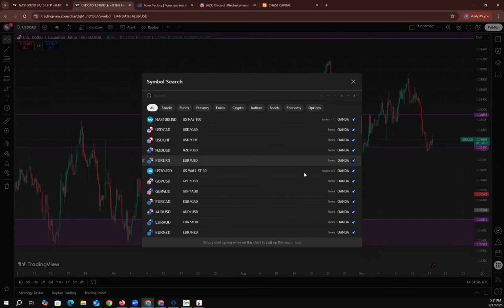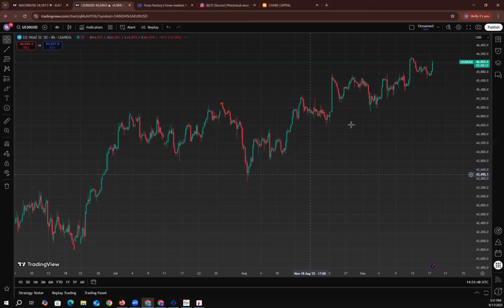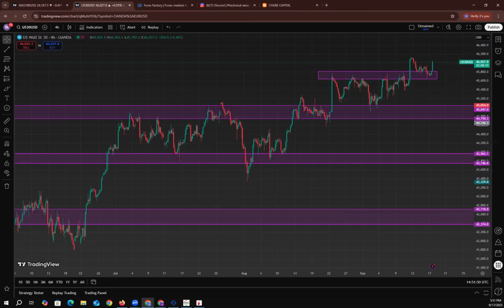For US 30, we have this. So price has actually reacted from this structure. We saw price form all-time highs here, 46, remember 46,100 areas. Then come to retest this broken structure. This is a previous supply, now becomes demand. And now we are pushing back to these highs. I expect to see these highs taken out and price form higher highs. I'm looking at projecting 46,400. That is my next projection.